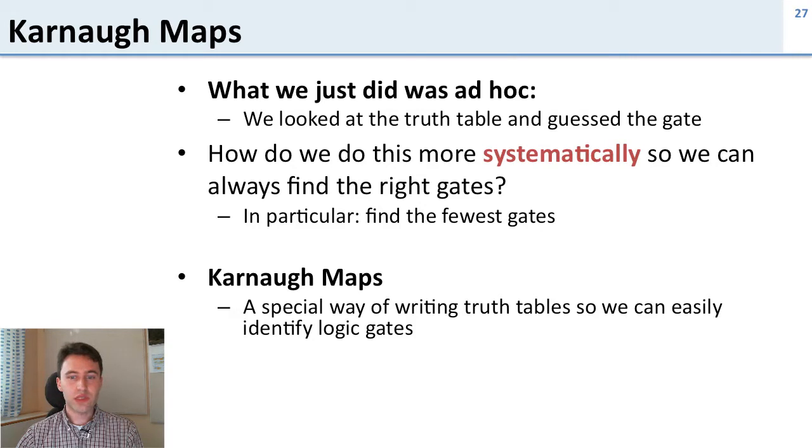And these are simply a special way of writing out truth tables so we can easily identify logic gates. And in particular, what we're going to do is order the inputs so we can circle all the ones in the truth table and write down the gate from the circled ones.